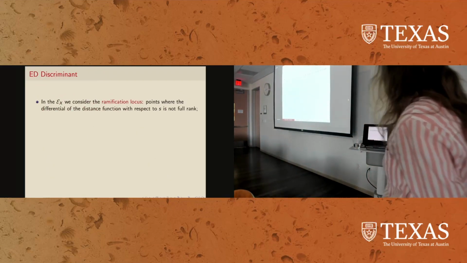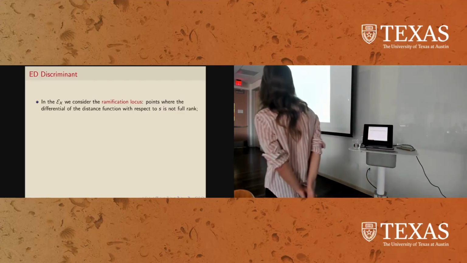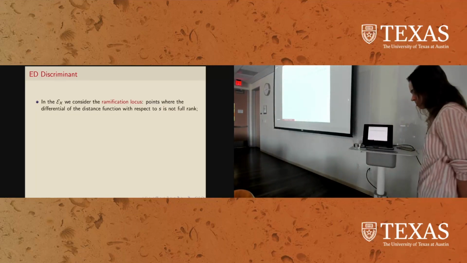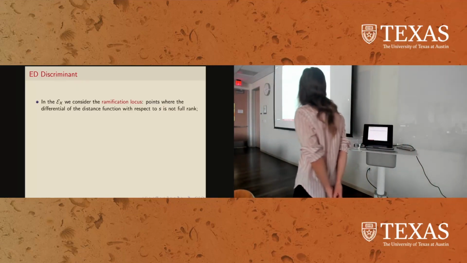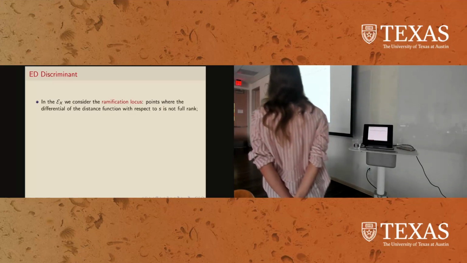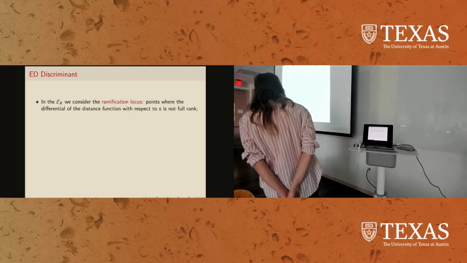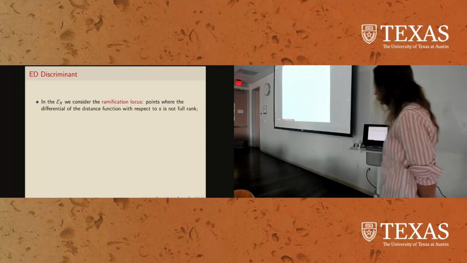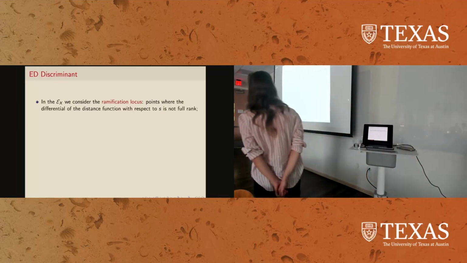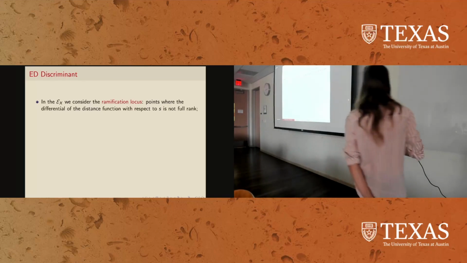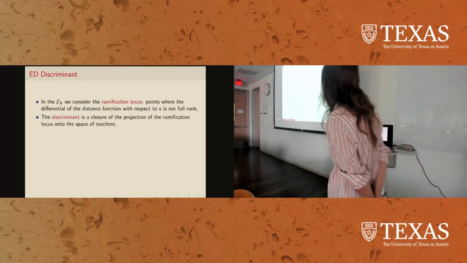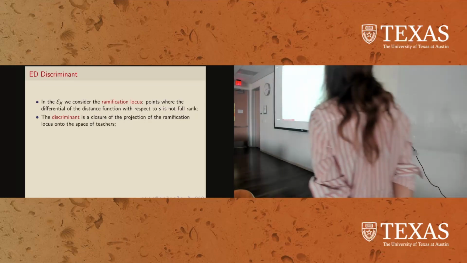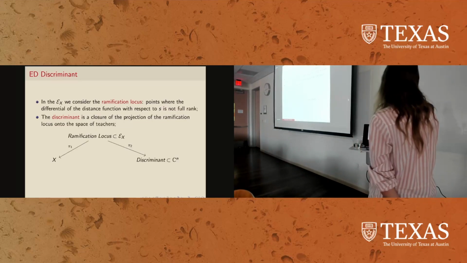Okay, and the last concept I wanted to introduce today, and it's actually fairly important, is the ED discriminant. So let me quickly explain what's going on here. In that normal bundle or ED correspondence, we single out a subvariety called the ramification locus, which consists of points where the differential of the distance function is not full rank with respect to the students. So you have less than a generic number of solutions, basically, to a distance function. Now, if you take this ramification locus and you project it down onto the space of teachers, then you get the discriminant.